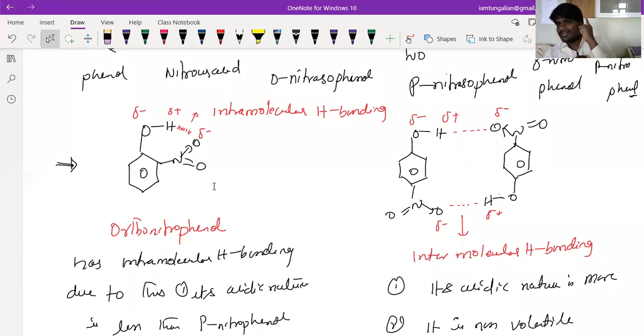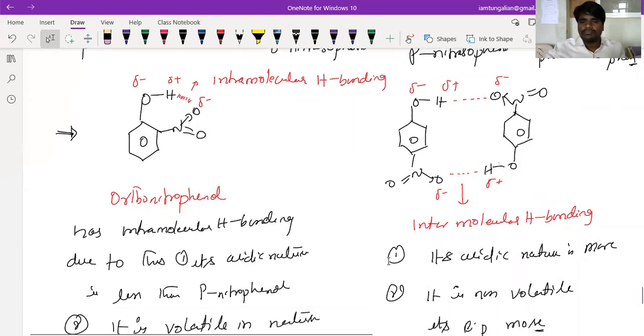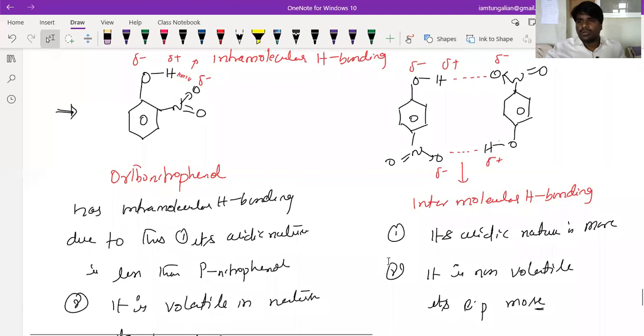One, its acidic character is less than that of paranitrophenol. Second, its boiling point is very low when you compare it with paranitrophenol. Intramolecular hydrogen bonding is present in orthonitrophenol and intermolecular hydrogen bonding is present in paranitrophenol. Is this clear, beta? Am I clear to everyone in this aspect? Hope I am not going too fast.